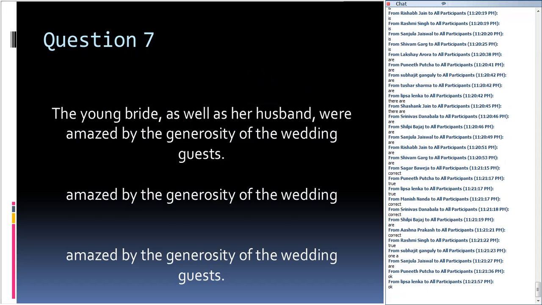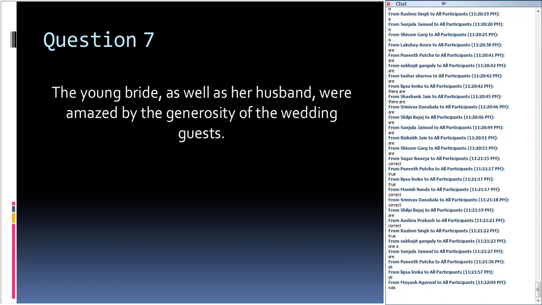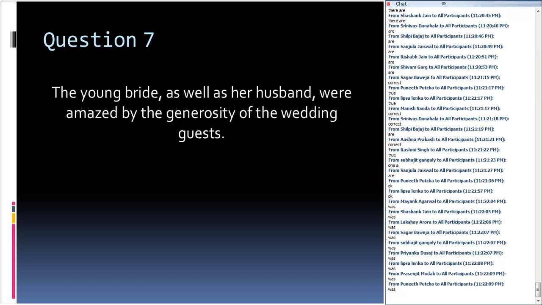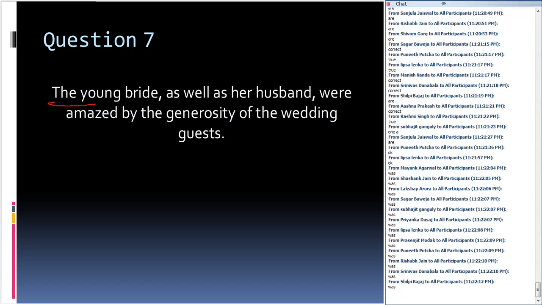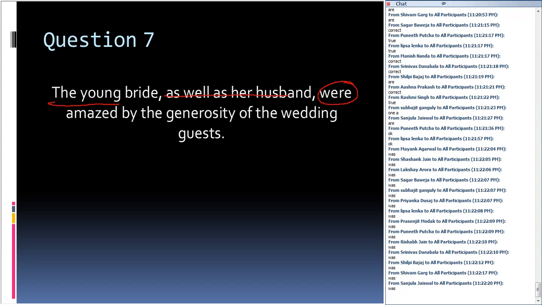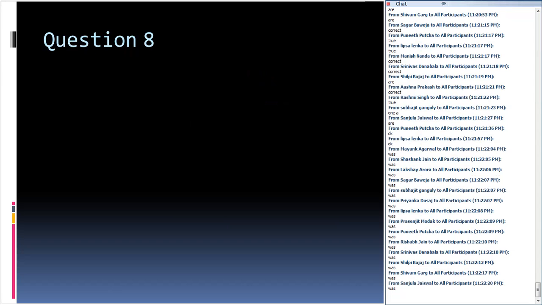Number 7. The young bride, as well as her husband, were amazed by the generosity of the wedding guests. Yes, because you're talking about the young bride; as well as her husband is an additive, so it should not be were, it should be was.